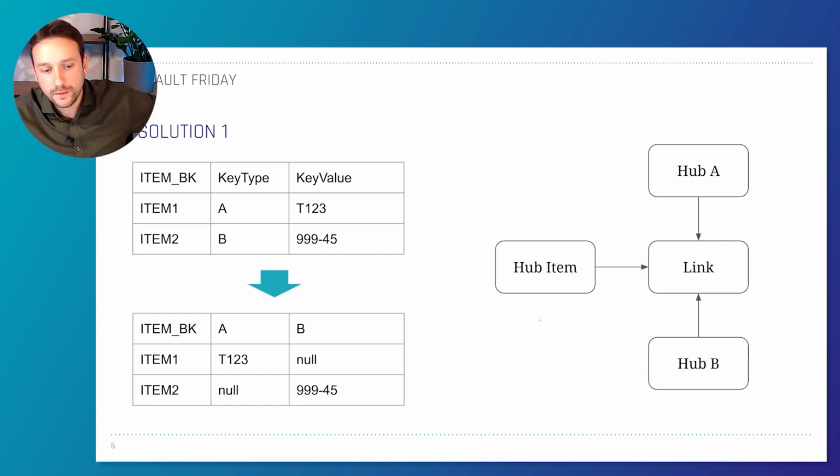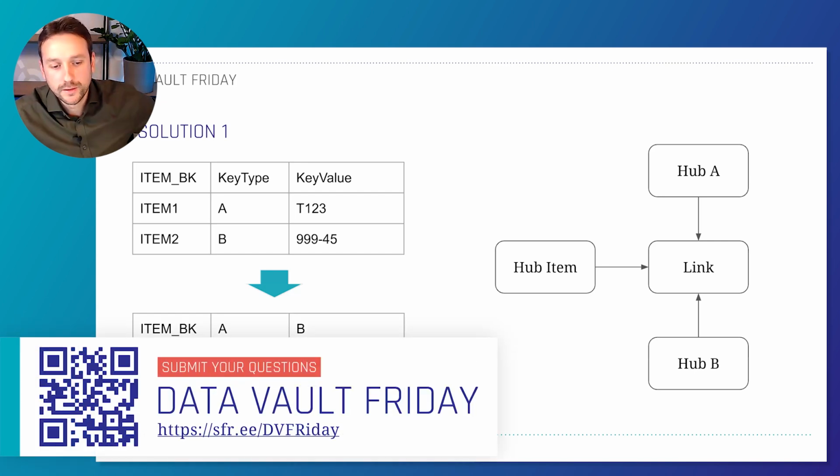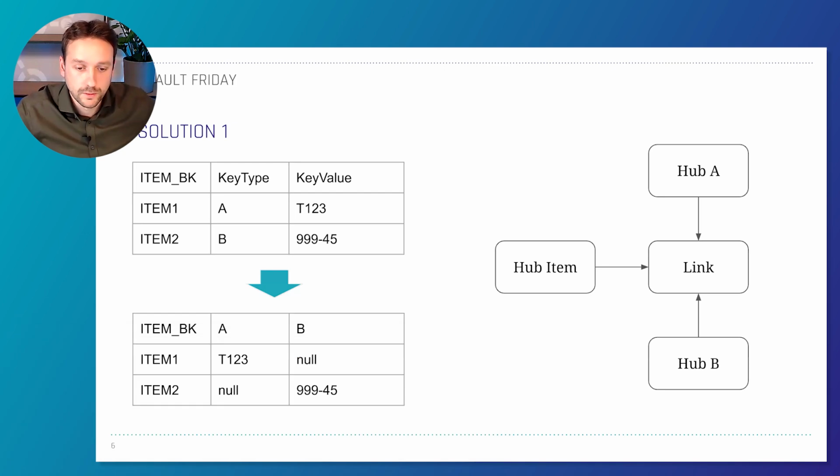And either is null. So of course you have a reference of 2 hubs, but only one reference is filled at the same time for each record, right? Because you pivoted the source delivery. But now the problem is, what if you got a new key type, which is maybe key type C, for example? You have to refactor the source, basically the staging table. And in this case, if you can't make sure that it's only key type A and B, there would be another option.